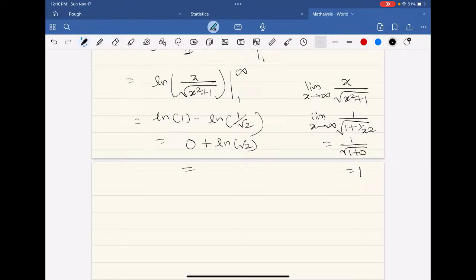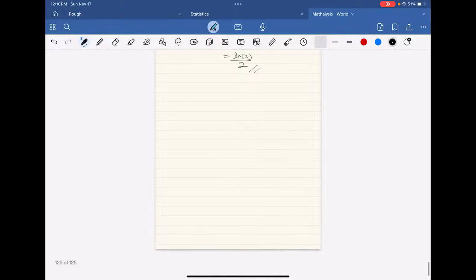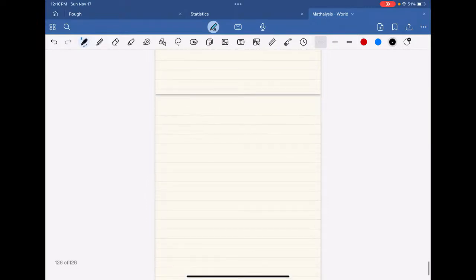Now in ln the powers go in front, so ln of square root 2 will just be half ln 2. This will just be ln 2 by 2, right? Okay, let's go to the next problem now.